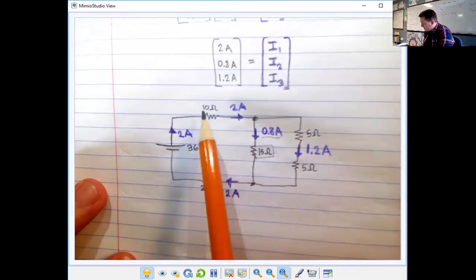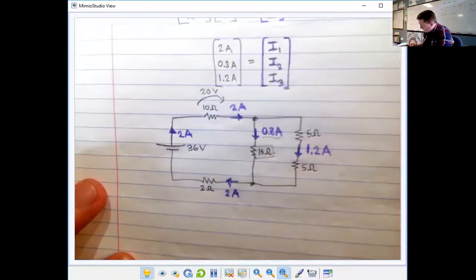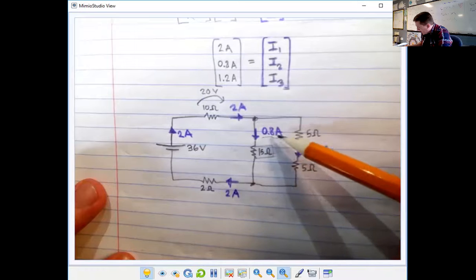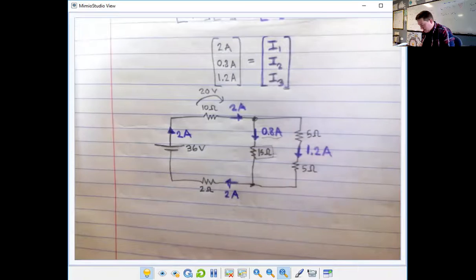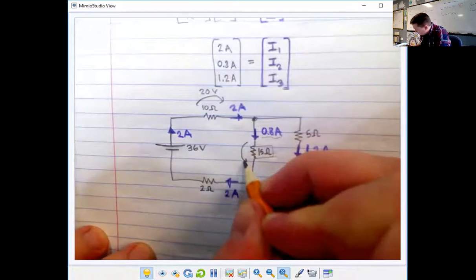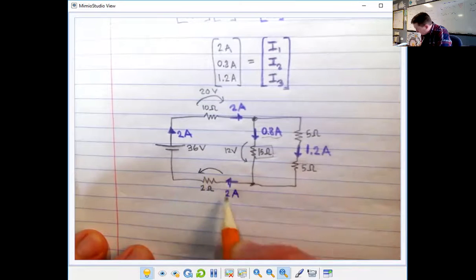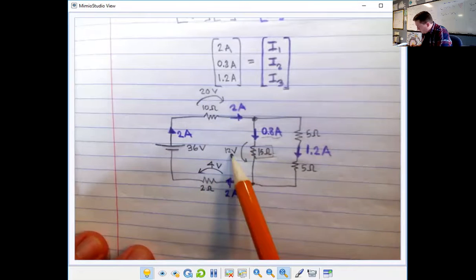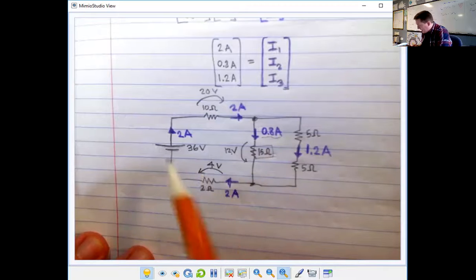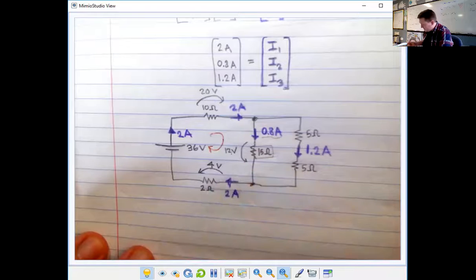So the first voltage drop is going to be 10 times 2, so that's going to drop 20 volts. The next one is 0.8 times 15. I'm going to do that in my calculator, and that's a voltage drop of 12 volts. This one is a voltage drop of 2 times 2, 4 volts. Let's check this loop. 20 plus 12 is 32. 32 plus 4 is 36. And as we can see, for loop 1, 36 minus 36 gives us 0.